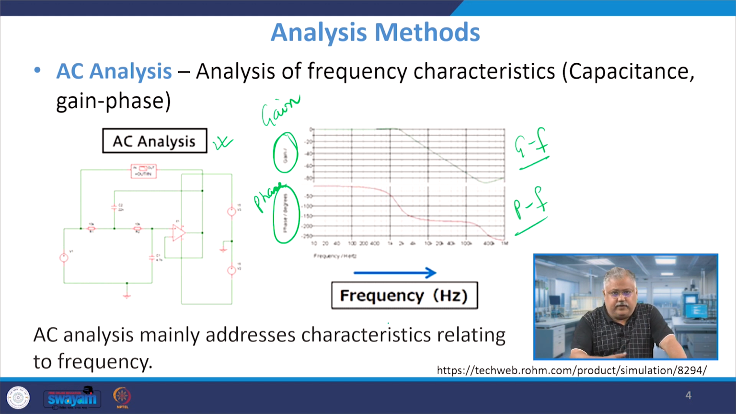And typically the frequency scale is in log scale, which you will see, because obviously you can understand the frequency varies from hertz to maybe gigahertz. So you have orders of magnitude changes taking place here, and that's the reason the x axis is a logarithmic axis in most of the AC analysis which SPICE does.